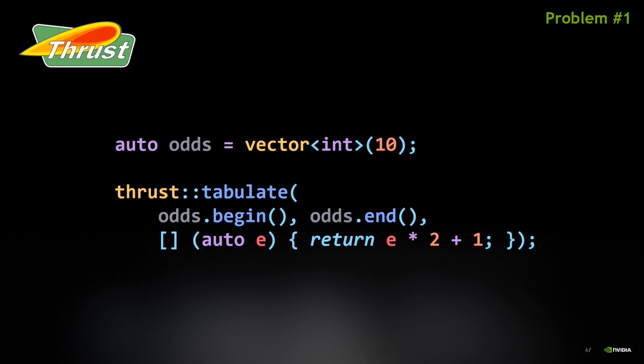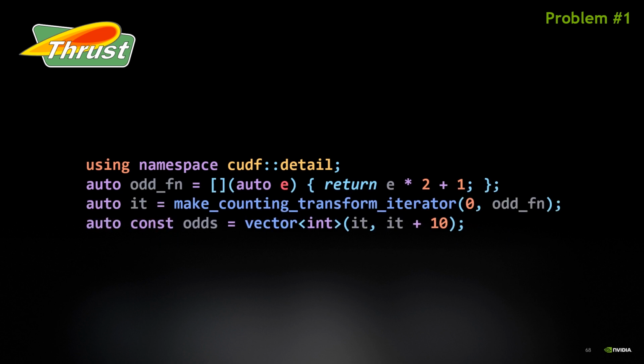But if we change this to make use of the make counting transform iterator that, like I said, currently exists in the cuDF detail namespace, but we're going to be upstreaming this to Thrust, we can then get the exact same behavior using the exact same lambda, but now we're able to declare our vector odds const because of that, which I think is super awesome.